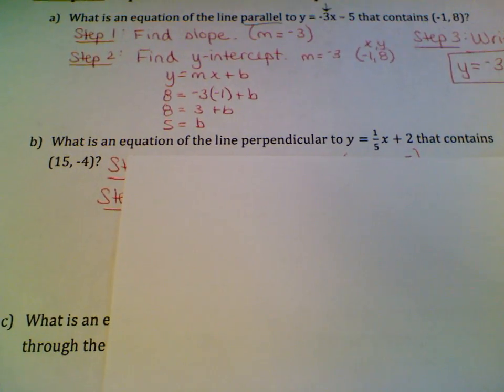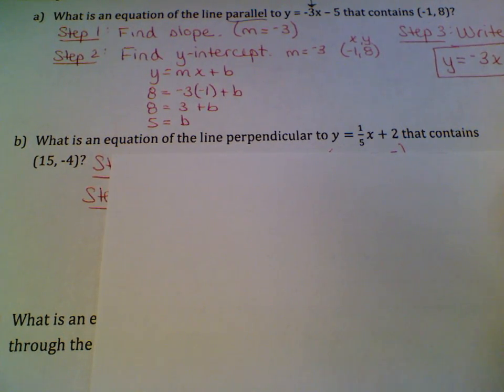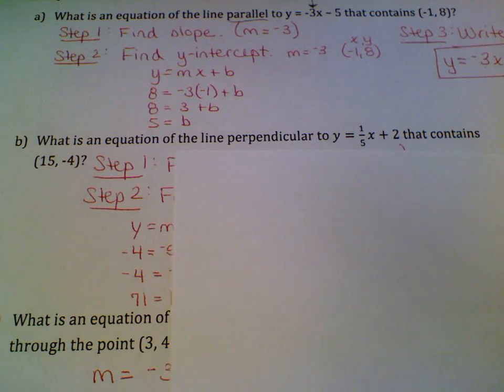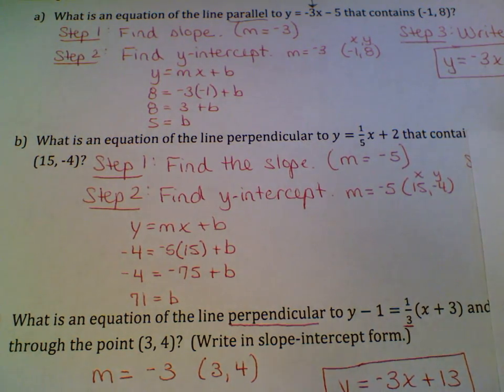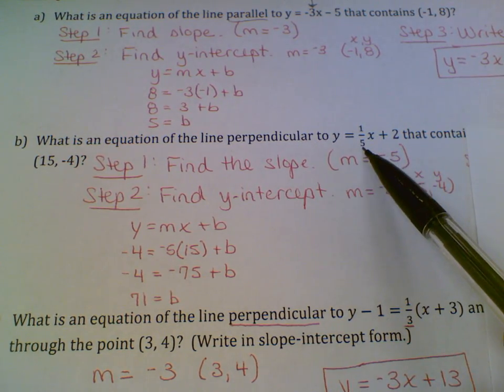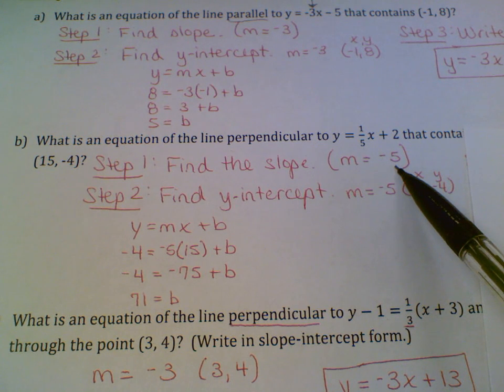This is asking me to find the equation of the line perpendicular to that and containing that point. So it's still the same steps. Step 1, we're going to find our slope. Since we're doing perpendicular, I have to change that number for my slope. So I'm going to do the opposite and the reciprocal. So my slope that I need to use is negative 5.